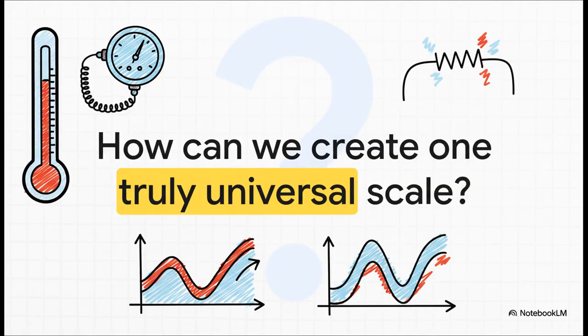But this all leads to one final really fascinating problem. We've seen that we can use the expansion of mercury, or gas pressure, or electrical resistance. But do all of those properties change in exactly the same way? Does mercury expand in perfect one-to-one lockstep with the change in a gas's pressure? Well, the answer is not quite. There are tiny, tiny differences. And that raises the ultimate question. With all these different tools, how do scientists create one single, truly universal scale that everyone agrees on?